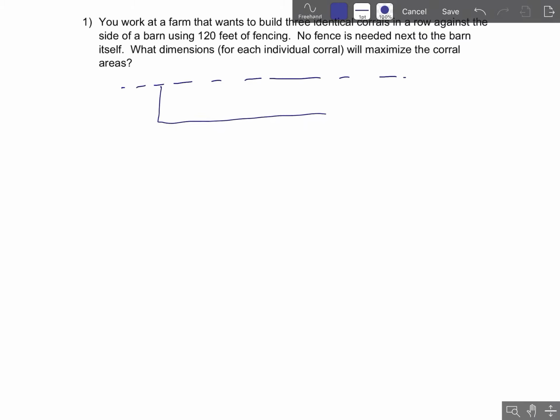So this dotted line is supposed to represent the side of the barn, and we want 3 identical corrals. So I'll draw them like this. Pretend those are identical. Okay, and now what we're looking for is the dimensions for each individual corral. So it's usually a good idea to just give a variable name to each of the things that you're looking for. So if we want the dimensions, maybe I'll call this side x, so that'll be the width of the individual corrals, and then I'll call this side y. So what we're looking for at the end of the problem is x and y.